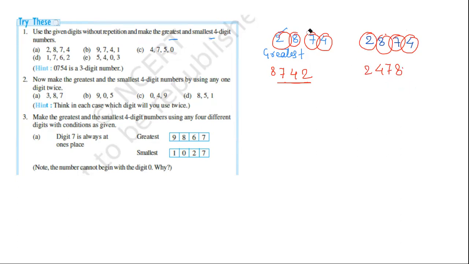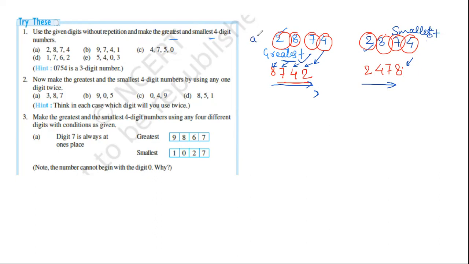So this is the procedure. How do we proceed? If I want the greatest number, I'll take the greatest digit first and write in decreasing order. If I want the smallest number, I will write it in a way that the digits are increasing. Here they are decreasing, here they are increasing. If I want the greatest number, the digits get decreased. If I want the smallest number, the digits increase. So this is the way.